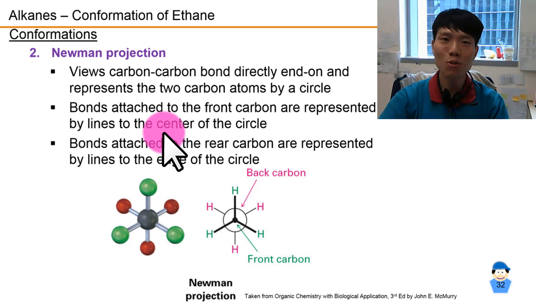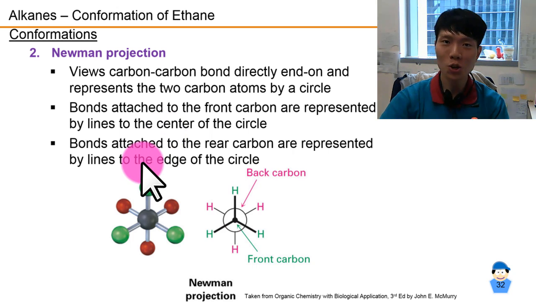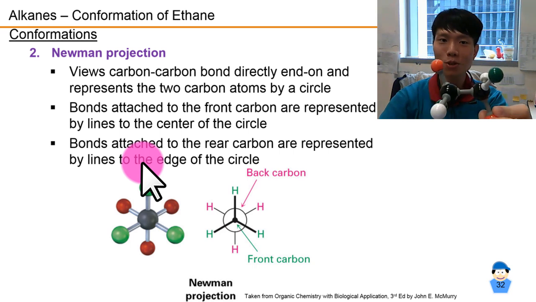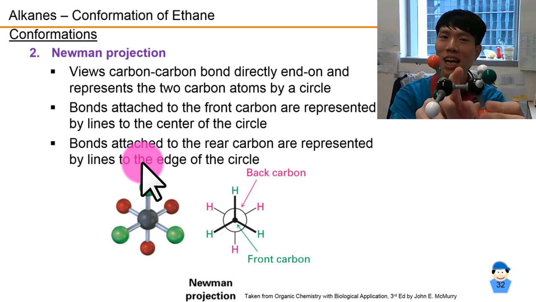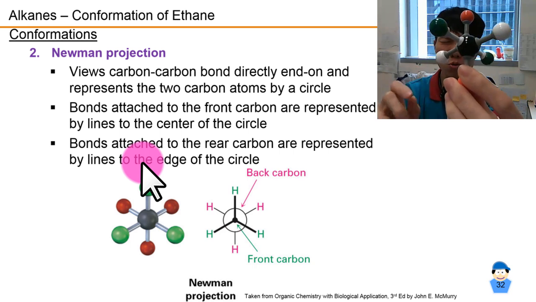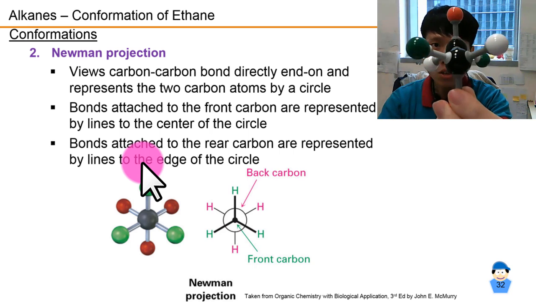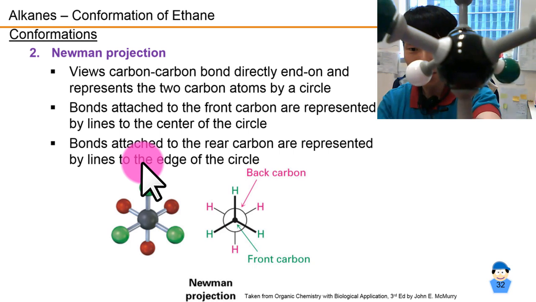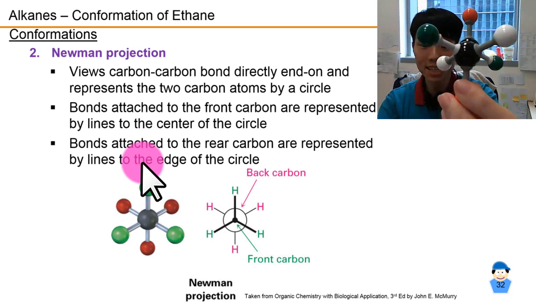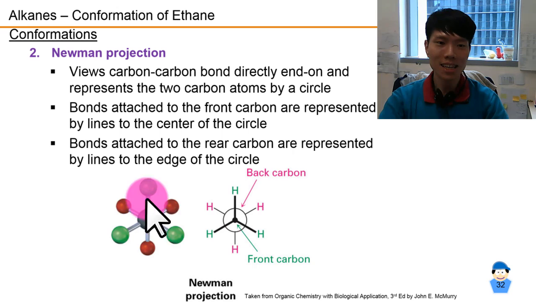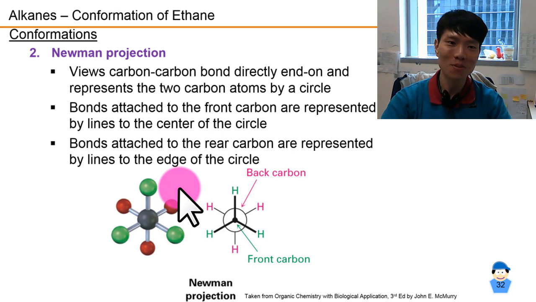The second one is the Newman projection. Right now, you're looking through the carbon-carbon bonds. In this molecule here, you see two black balls. So these are carbon atoms. So what you do is you look through. Can you see that? You're looking through the carbon bond, right? Exactly what you see in this drawing here, right?